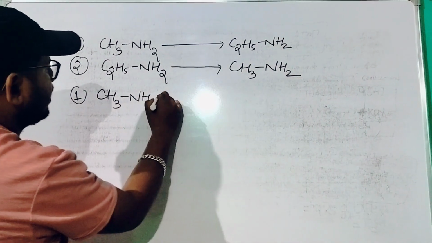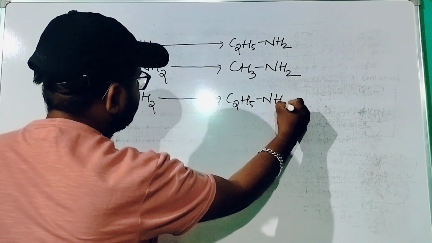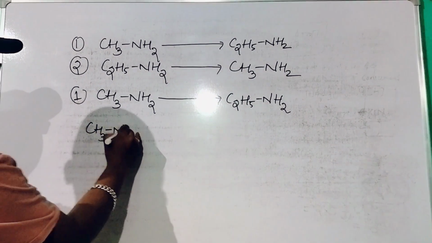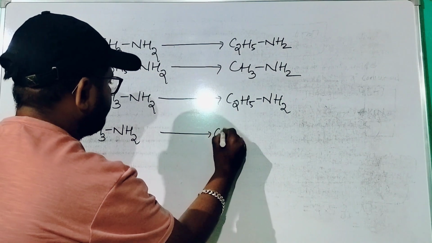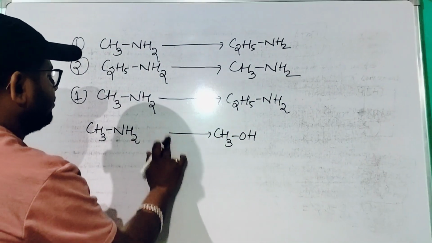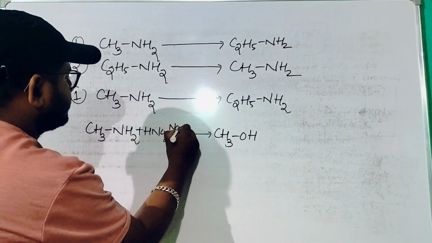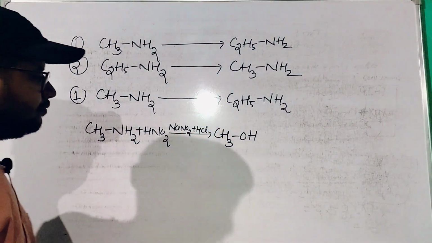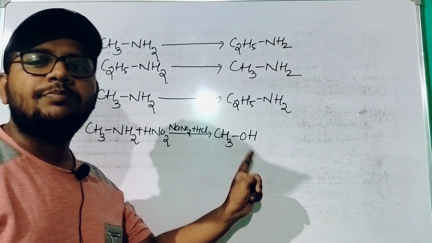Methylamine to ethylamine. In the first step we can convert methylamine into methyl alcohol by the action of HNO2, means nitrous acid. And in the next step methyl alcohol can be converted into methyl chloride by the action of PCl5.